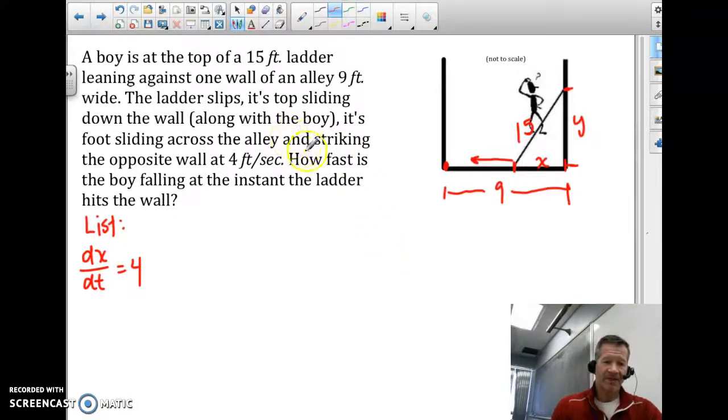Now, they want us to find out how fast the boy is falling. So in other words, how fast is the top of the ladder coming down? So that would be dy/dt they want us to find. At what time? Well, we know that this rate occurs at the moment the ladder hits the wall on this side. So at that moment, the distance x would be 9.